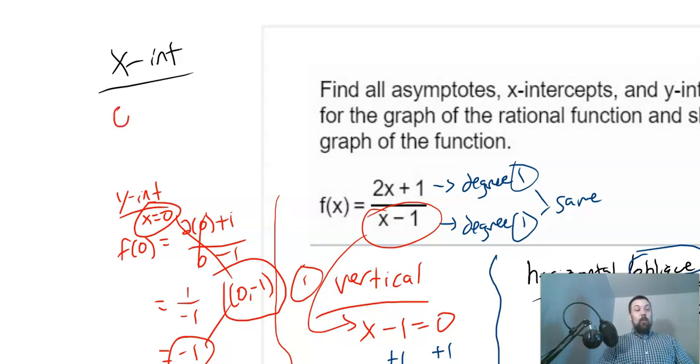X-intercept. Right, we're going to set y equal to 0. That's a poor color choice here. Let's do this one. So again, this is y right here. I'm setting that equal to 0. So I get 0 equals (2x plus 1) over (x minus 1).